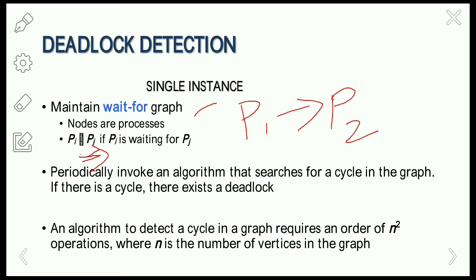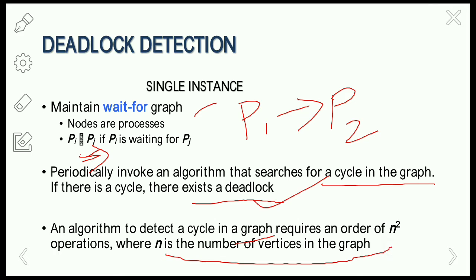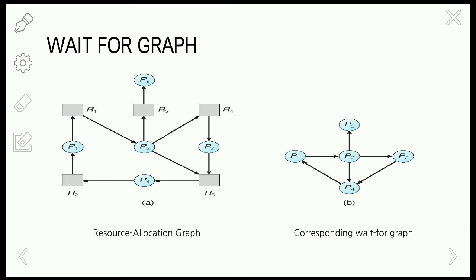Periodically invoke an algorithm that searches for a cycle in the graph. If there is a cycle, then there exists a deadlock. For a single instance of a resource type, if there is a cycle, then there is a deadlock. An algorithm to detect a cycle in the graph requires an order of n squared operations, where n is the number of vertices in the graph.